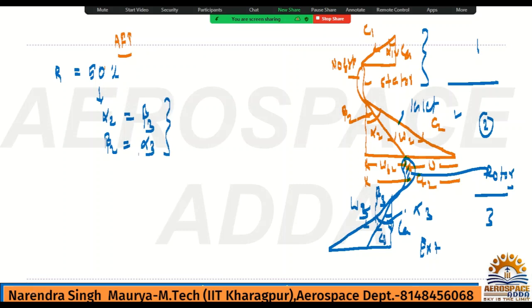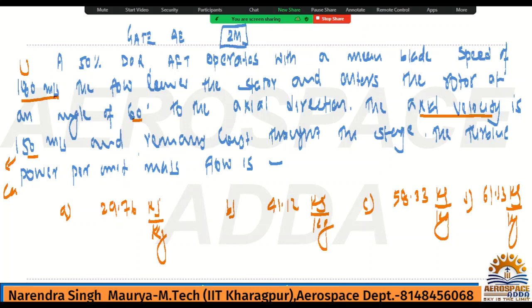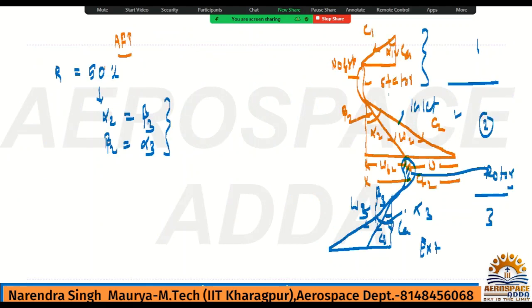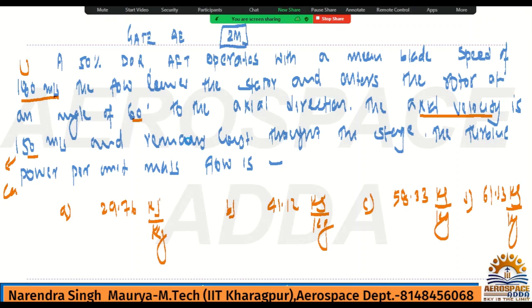Number 1. Number 2, if you read the statement, let us go back and check what they have given to us. They said the flow leaves the stator and enters the rotor at an angle of 60 degree. So it is leaving from the stator, means this is the stator, it is leaving from the stator and it is entering to the rotor. In the problem itself you read it and you will understand. The flow leaves the stator and enters the rotor at an angle of 60 degree to the axial direction. So from the axial direction, that angle will be 60.